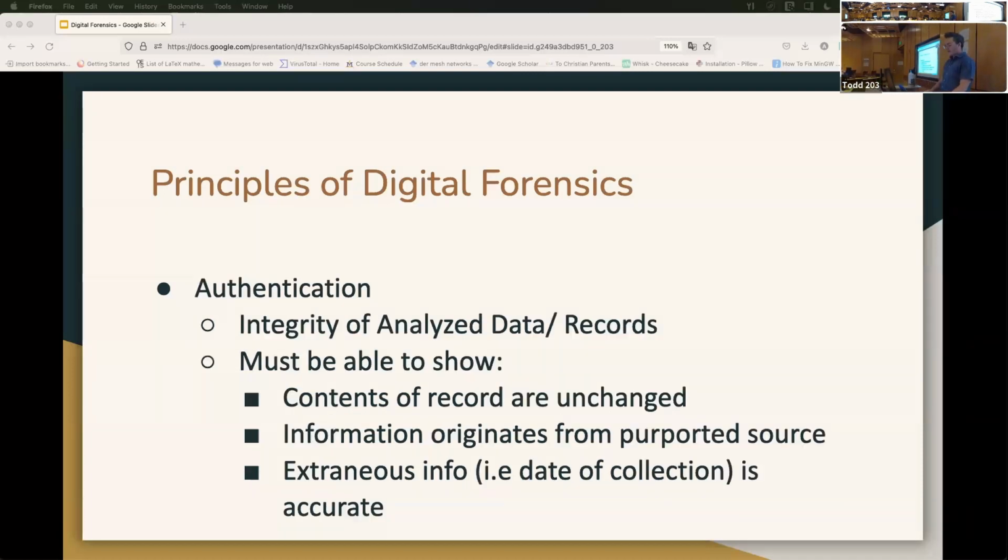Similar to that, we have authentication. Authentication helps with forensic soundness. We need to maintain the integrity of our analyzed data and our records. We must be able to show that the contents are unchanged, that the information is coming from where we say it's coming from, and that our extraneous info, like date of collection, et cetera, is accurate.